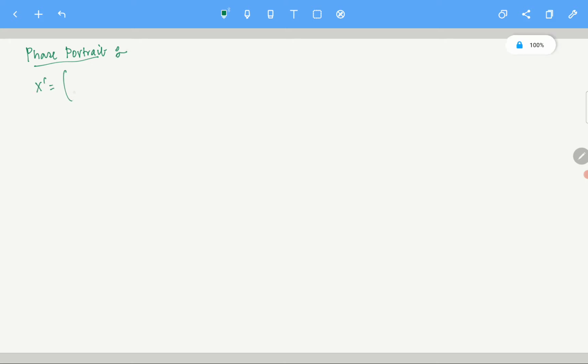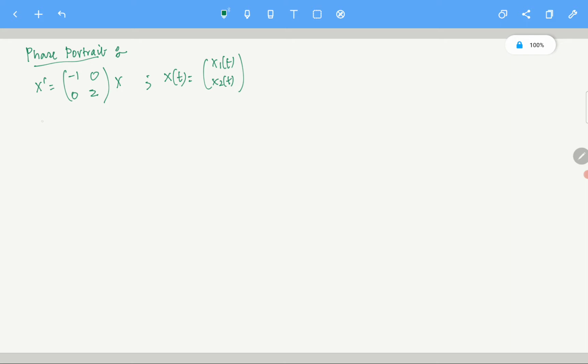Let's say x prime equals the matrix minus 1 0 and 0 2, times x. First things first, the question is this: I need to plot the solution curves. Basically x of t is given by x1 of t and x2 of t. So I will draw the x1 x2 phase plane, and I want to trace the curves.